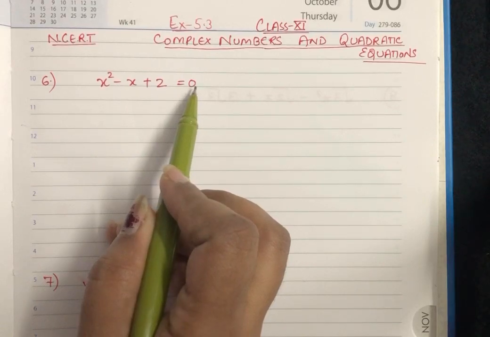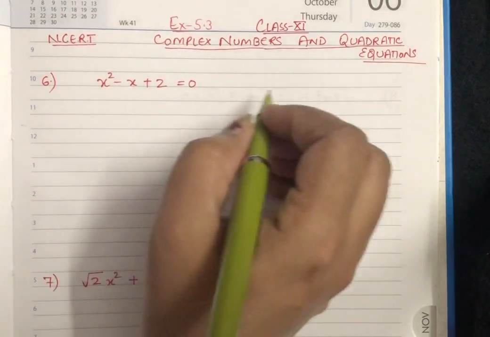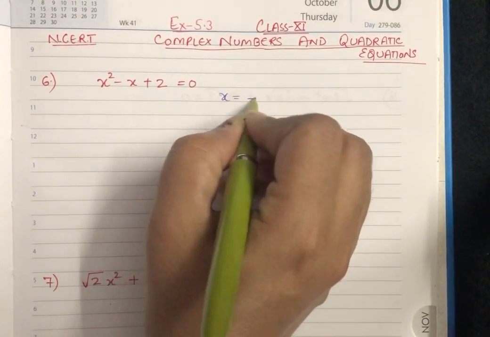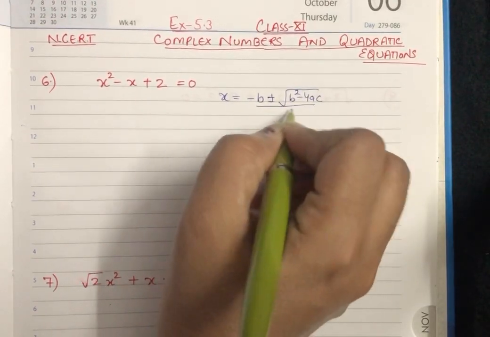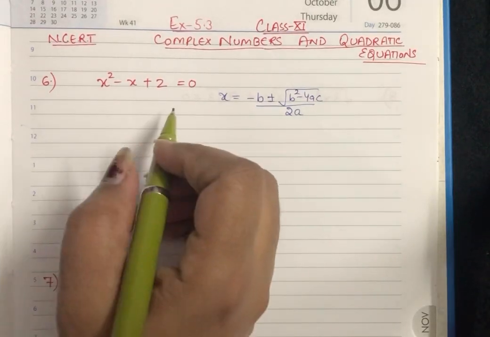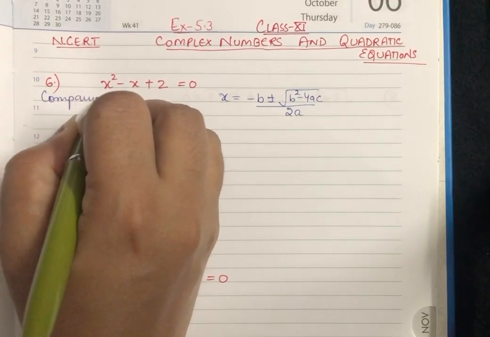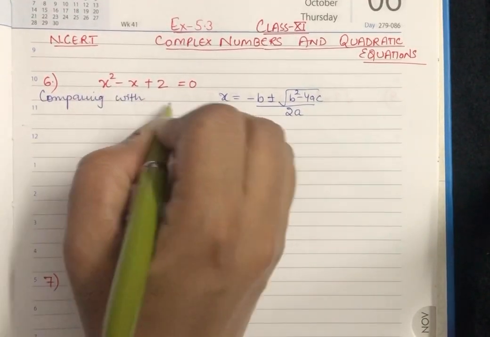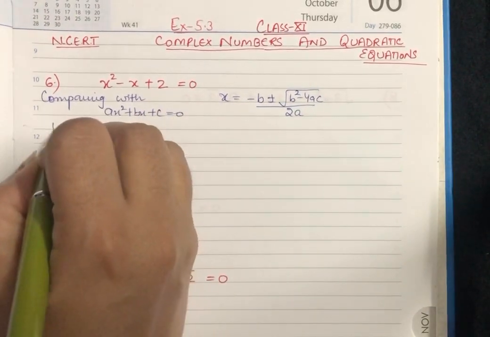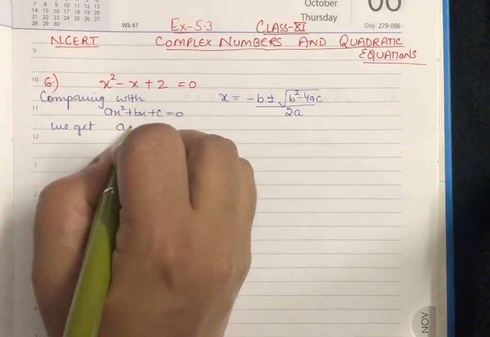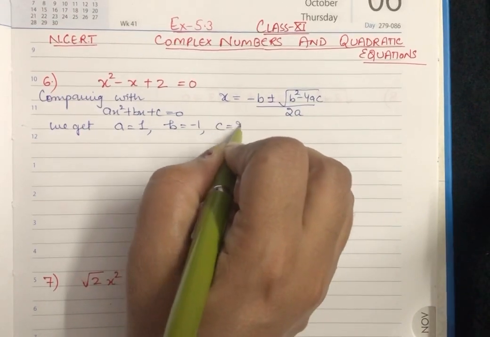equal to 0. We have to solve this equation and we will apply the formula x equal to minus b plus minus under root b square minus 4ac upon 2a. So first of all we will find the values of a, b, c. Comparing this equation with ax square plus bx plus c equal to 0, what we get? a equal to 1, b equal to minus 1 and c equal to 2.